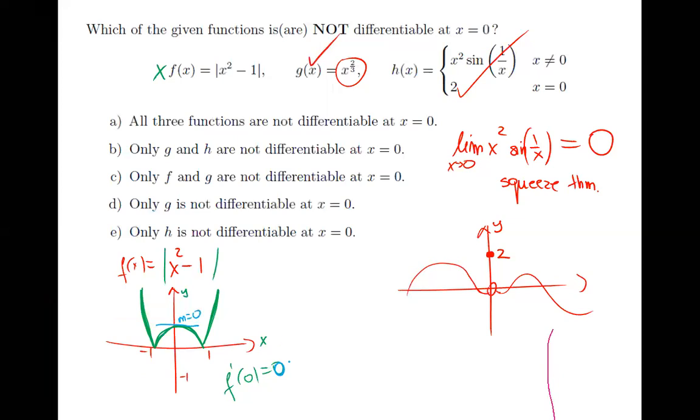Okay, slope is 0, and of course slope is derivative. Negative 1 and 1 has the corners, right? That means that's the problem, but not 0. Okay, that means, can you tell me which answer is correct? A, B, C, D, or E? Because I think I lost.